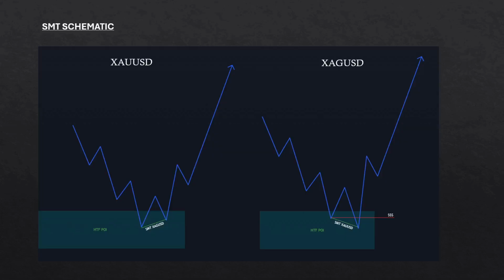Here we have an illustration of what an SMT looks like against a correlated asset. On the left we have XAUUSD, on the right we have XAGUSD. As can be seen, XAUUSD has engaged the high time frame point of interest. It's made a higher low, whereas XAG has made a lower low and swept that previous low, and then formed an SMR and displaced higher. So that's what we like to see.